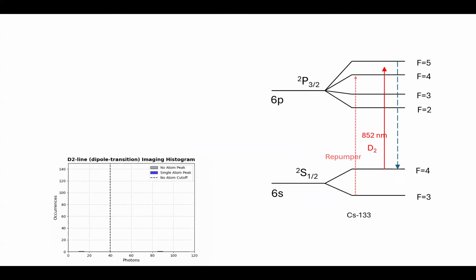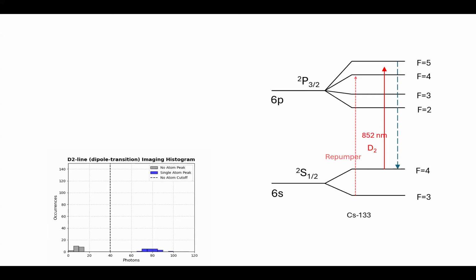Another exciting thing that I haven't mentioned yet is background-free imaging. You get this as a bonus with this line. Now, how imaging generally works with alkali atoms is you image on the D2 line, where you go from F=4 to F=5, and then the spontaneously emitted photon is what you collect on the single atom camera. This is how the histogram gets built up for us.